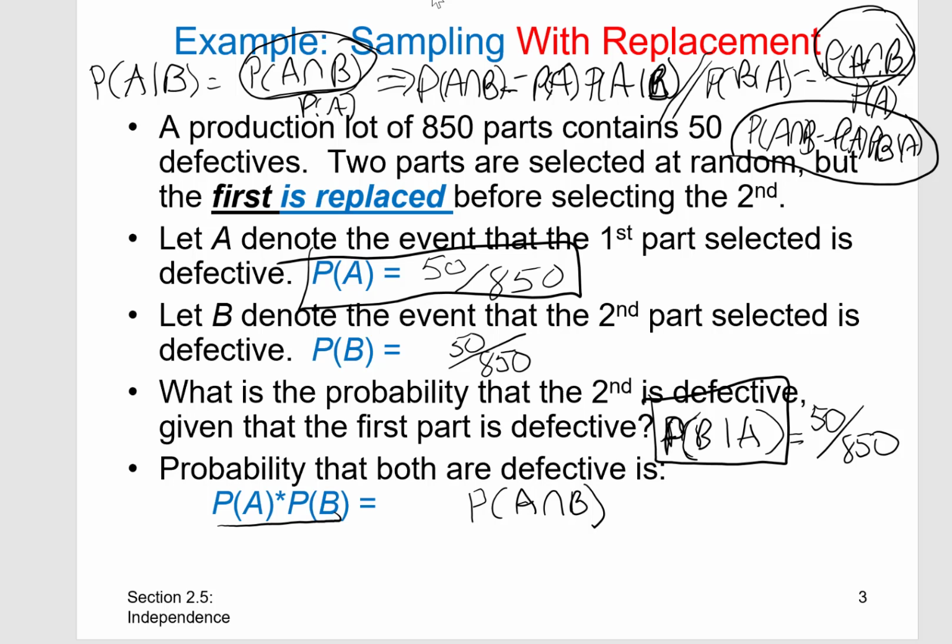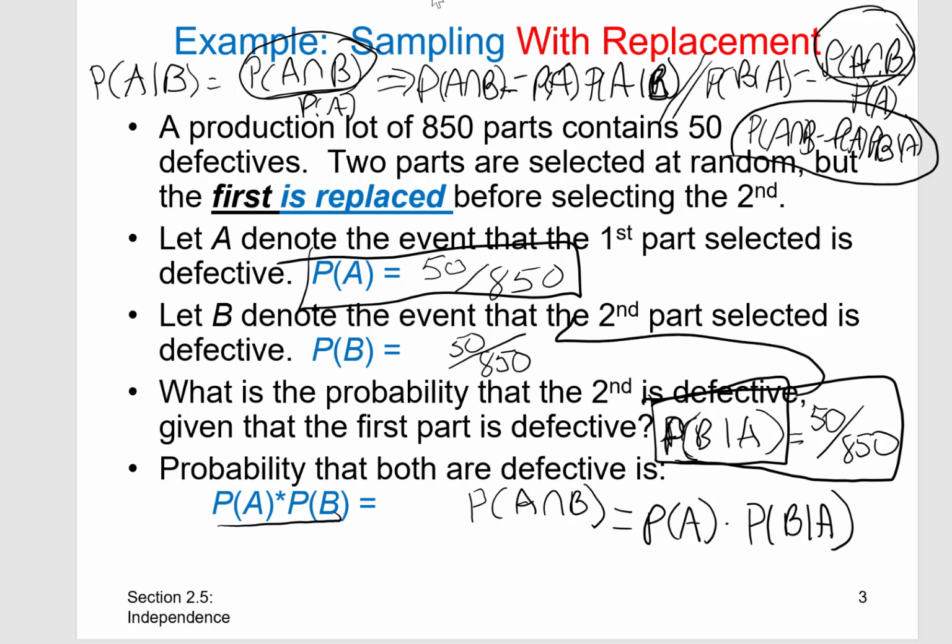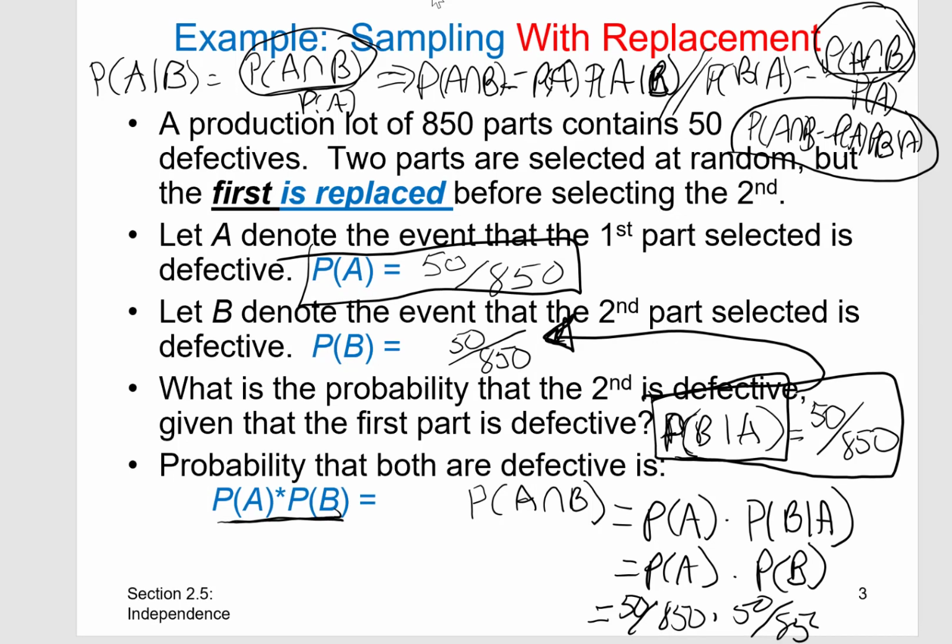When I do that, look what happens. So that's the probability of A times the probability of B given A. But the probability of B given A just equals the probability of B. And that's how come I could use this, because A and B are independent of one another only because I sampled with replacement. So I'd have 50 divided by 850 times 50 divided by 850, and I'd have my answer.